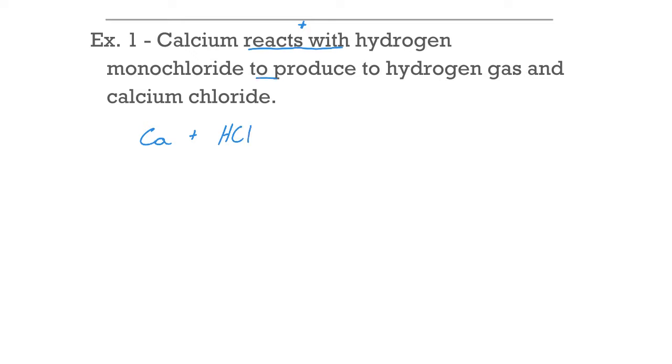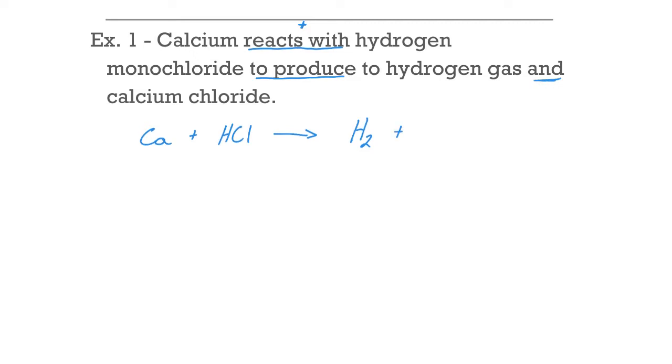And we are producing, so I'm going to draw my arrow, hydrogen gas and calcium chloride. Now when I write hydrogen, I need to look at my periodic table and recognize that hydrogen is one of those diatomic gases that we were talking about. So hydrogen on its own will be a diatomic gas, and we will write it as H2. So we produce hydrogen gas and so plus calcium chloride.